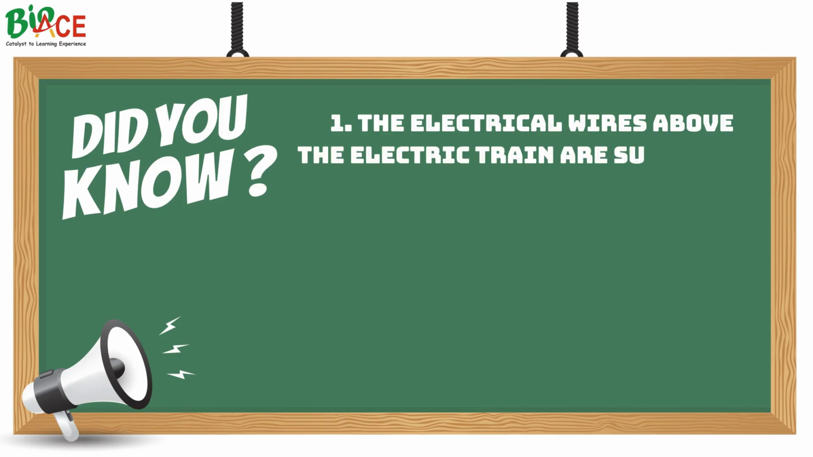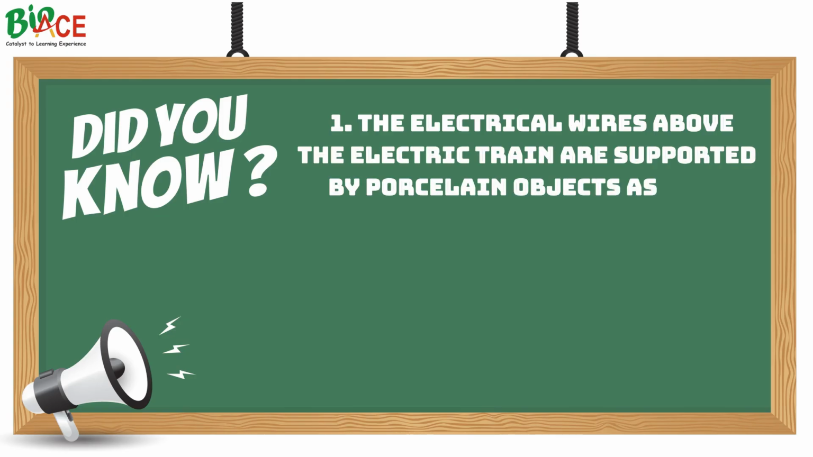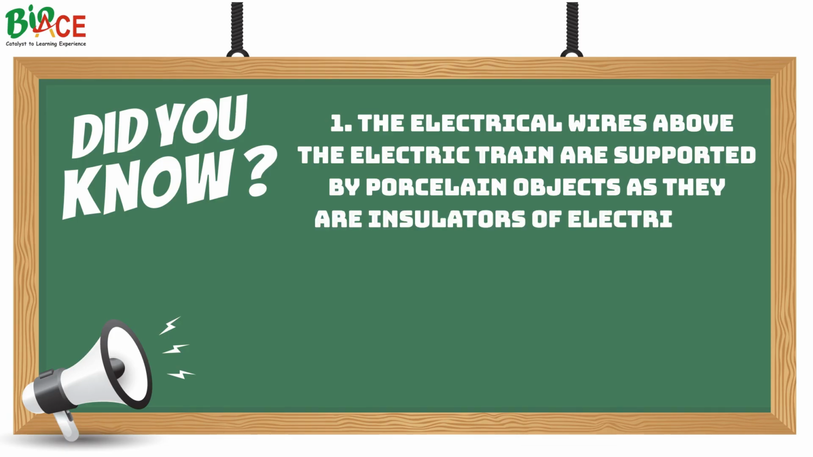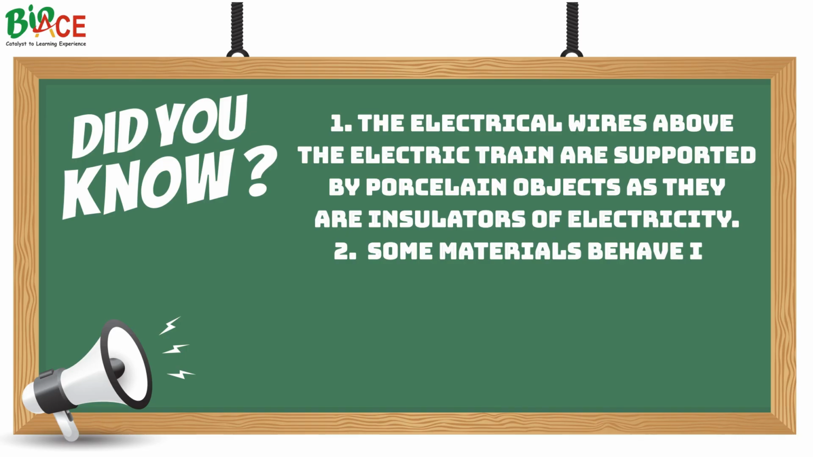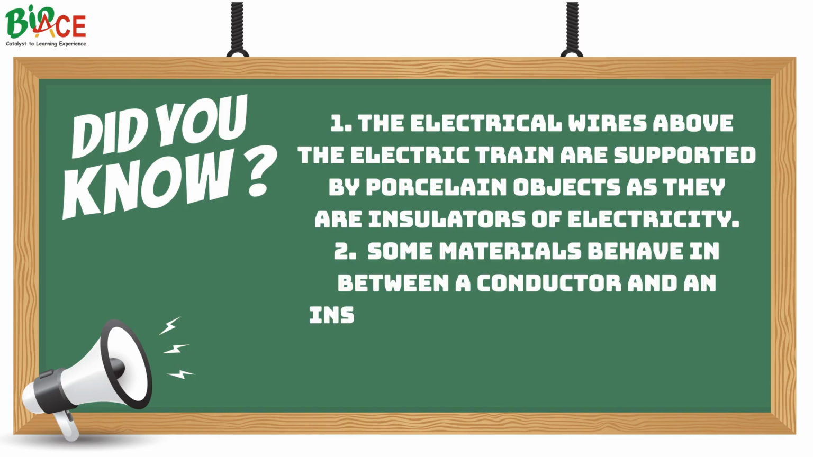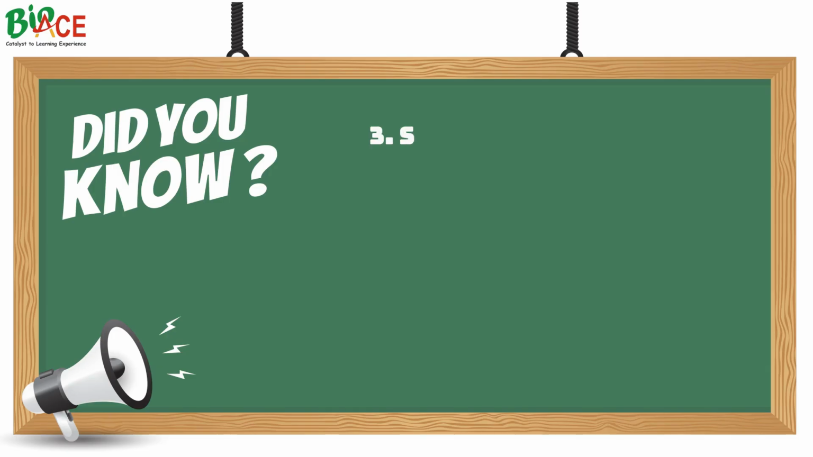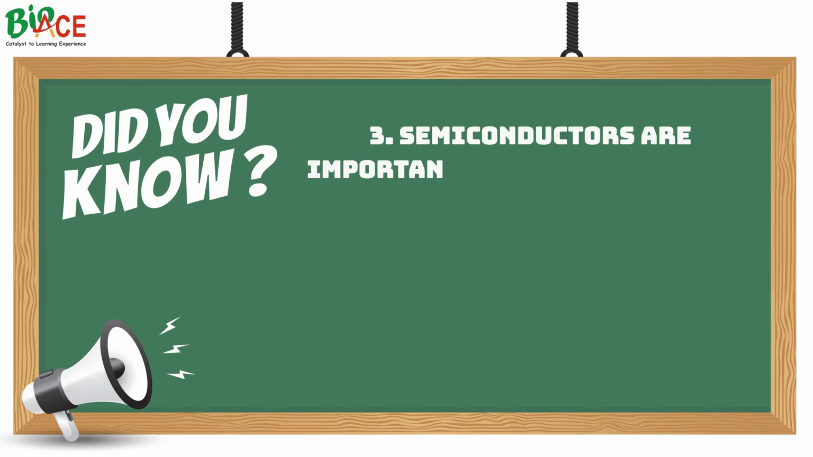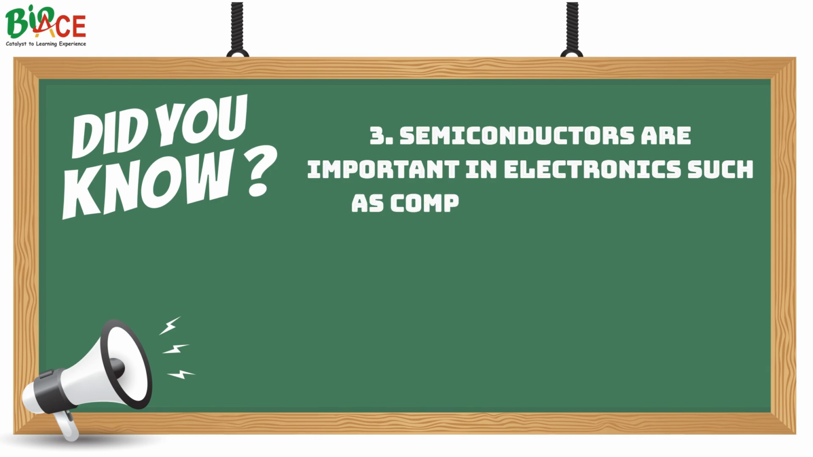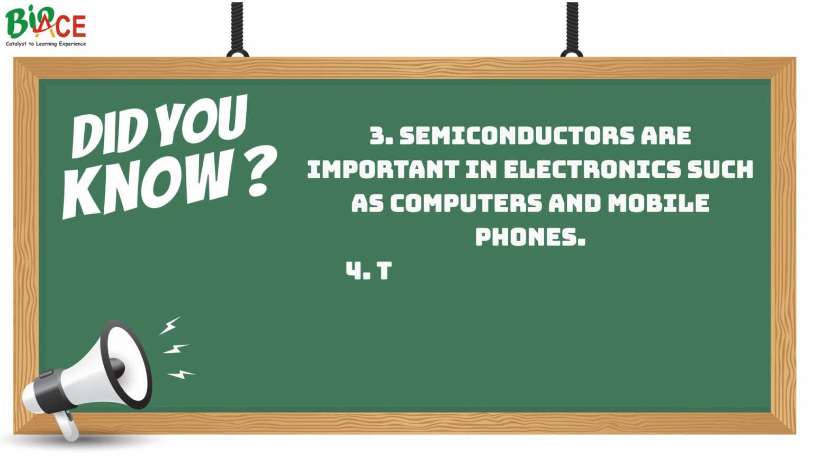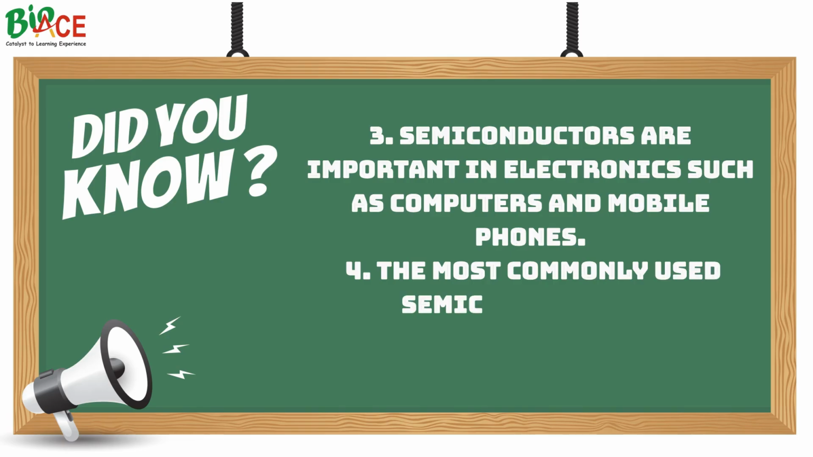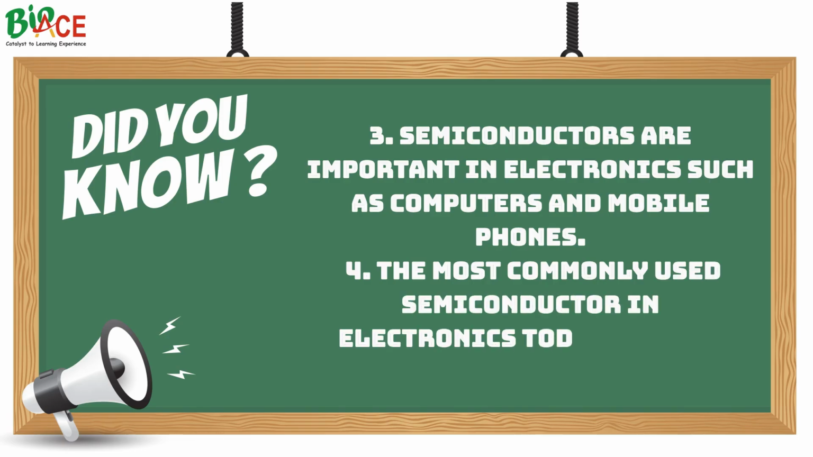Did you know? 1. The electrical wires above the electric train are supported by porcelain objects as they are insulators of electricity. 2. Some materials behave in between a conductor and an insulator. These materials are called semiconductors. 3. Semiconductors are important in electronics such as computers and mobile phones. 4. The most commonly used semiconductor in electronics today is silicon.